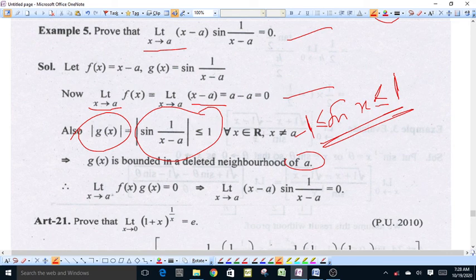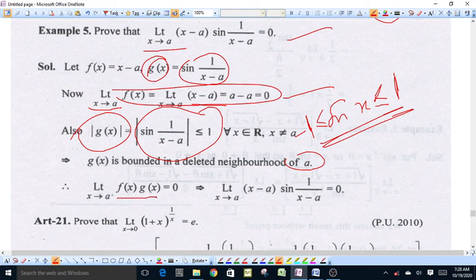That is, we can say the limit of g(x), that is the limit of sine 1 upon x minus a, is always a finite number, but the limit of f(x) is equal to 0, and the limit of this product f(x) into g(x) will be equal to 0 into a finite number. 0 into a finite number will be equal to 0. Therefore the limit will be equal to 0.